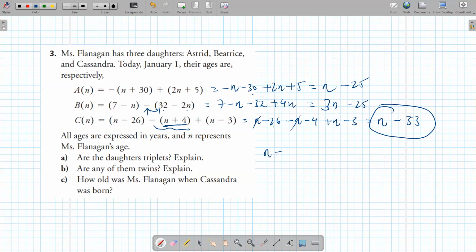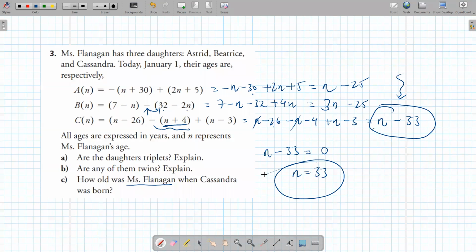So when she was born, how old was she? 0 years old, right? This function gives you Cassandra's age in terms of her mother's. So it's asking you how old was the mother? You said that Cassandra's age equals 0. She was 33 years old. Cool. Okay.